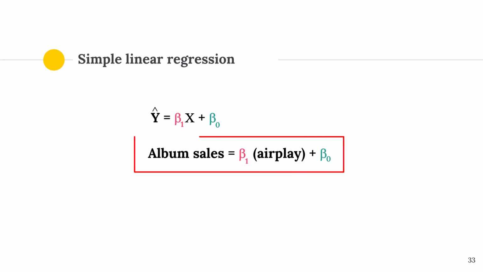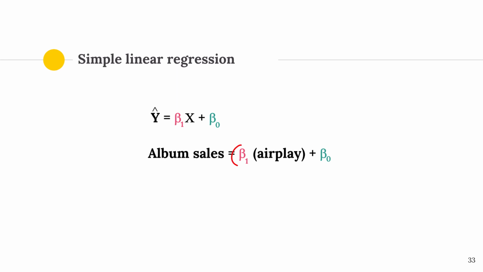To visualize our model, we can spell the model out as album sales equal to beta sub 1 multiply airplay plus beta sub 0. Let's look at each element in our model. Beta sub 1 quantifies the relationship between album sales and airplay. The beta coefficient, or regression coefficient, tells us how many albums sold will increase if we increase the airplay by 1 unit. In comparison, beta sub 0 is a y-intercept that tells us where the model is when airplay equals 0.